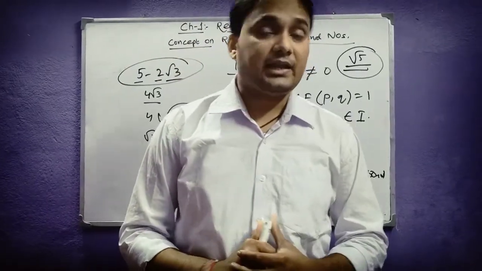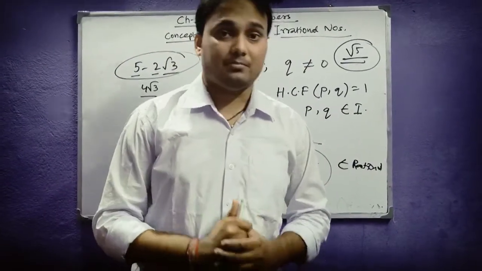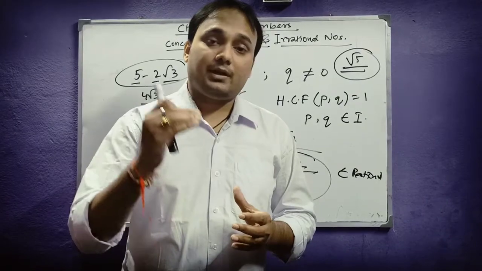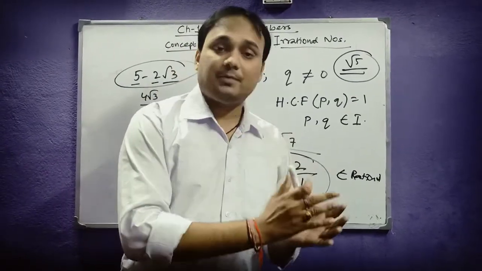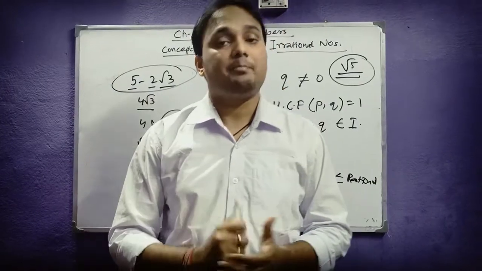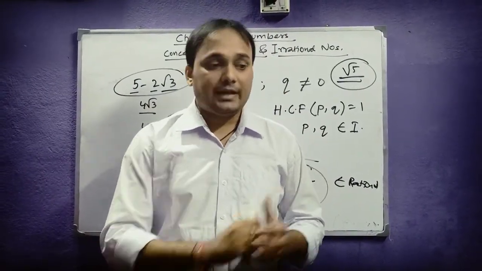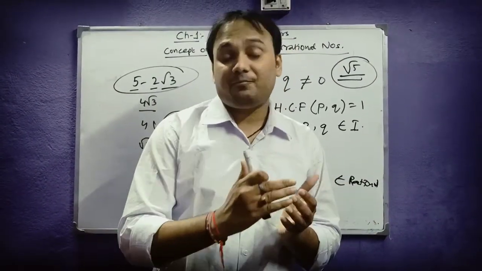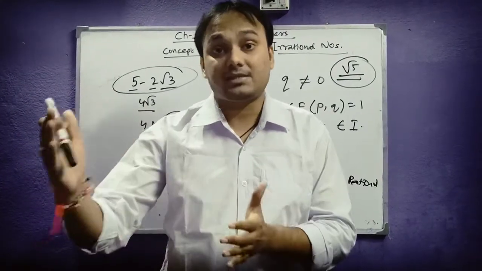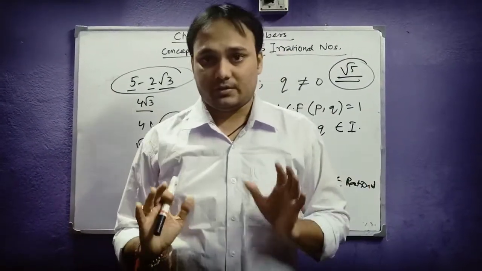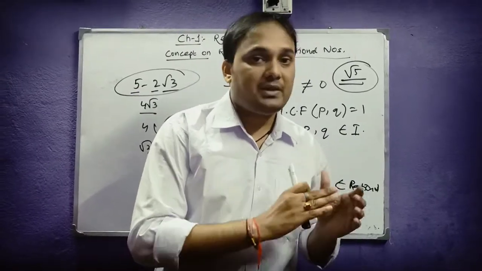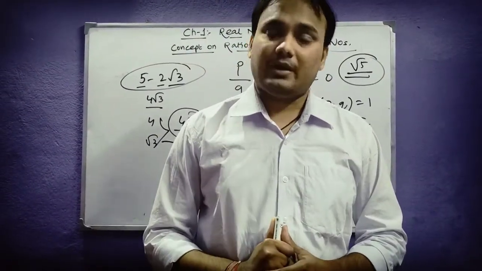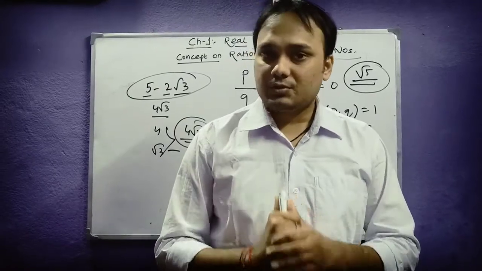The theorem says that if p is a prime number, and if p divides a square, then p also divides a. That means if p is a prime number and p divides a square, where a is any positive integer, then p also divides a, where a is any positive integer and p is a prime number. So this statement will also be used.